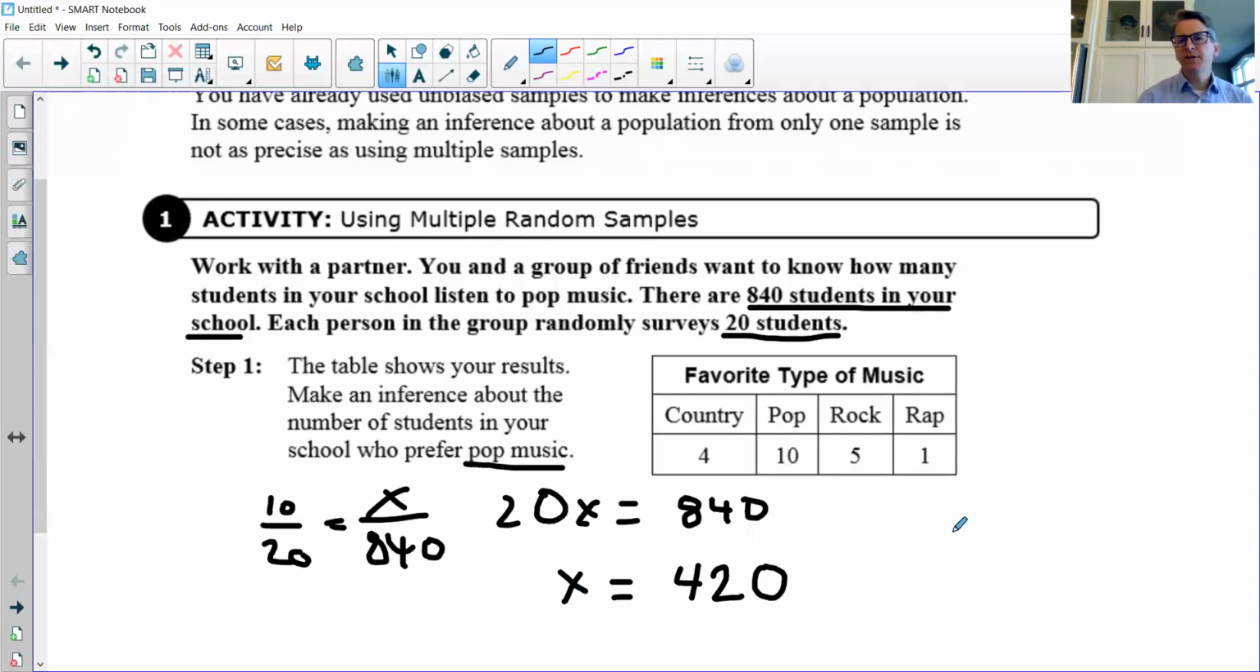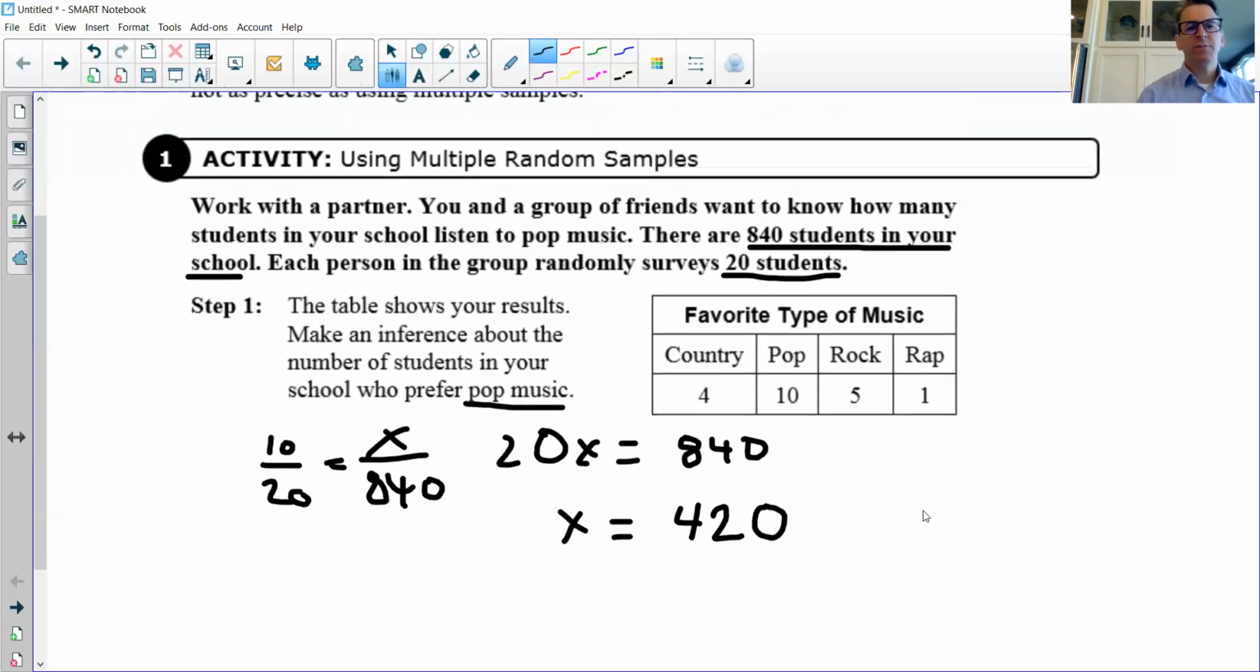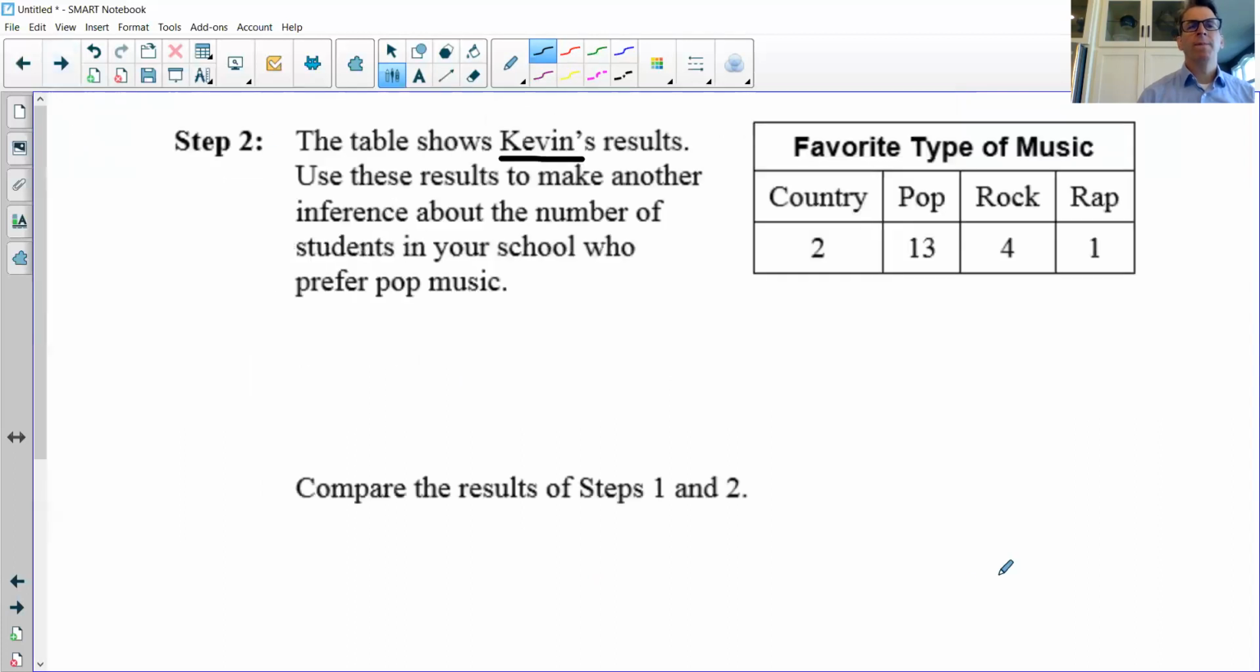Okay, so that's the first sample. We're looking at multiple samples of information for pop music with 840 students in your school. Let's look at step 2. Kevin did a survey of 20 students and found that 2 like country, 13 out of 20 like pop, 4 like rock, and 1 likes rap. So how many prefer pop using Kevin's sample? 13 out of 20. We're looking for a number X out of 840.